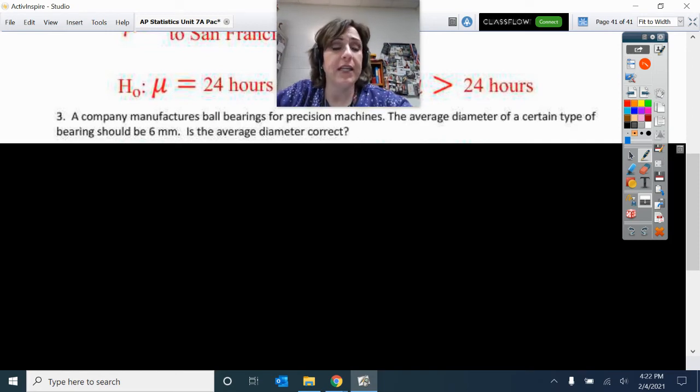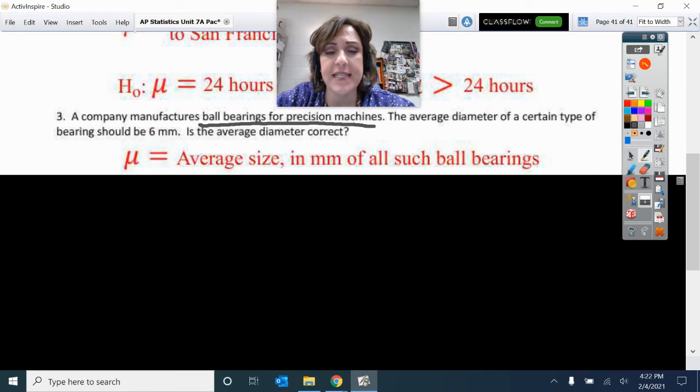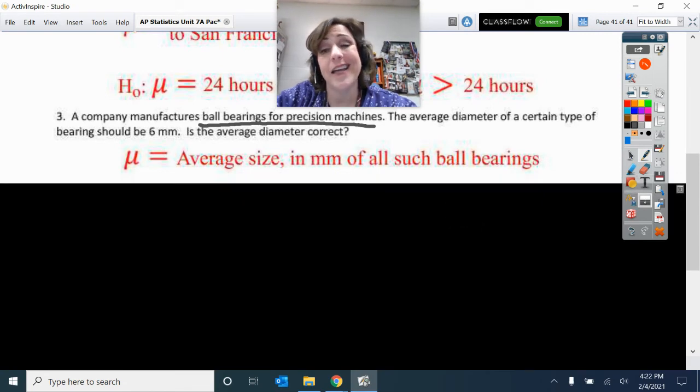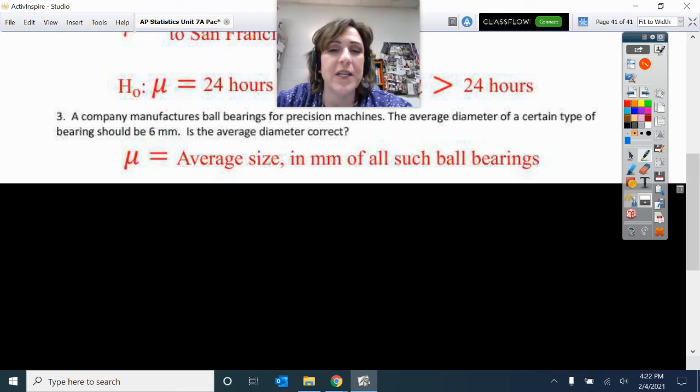Okay, I think it's pretty clear we're talking average here, and it looks to be set. We are going to be making a conclusion about the average diameter of this type of ball bearing from this machine. Let's see. Average size in millimeters of all such ball bearings. I guess that kind of, see, that's the magic of all such ball bearings. That kind of is like from this company with this type of machine, whatever the specifics are for this. Okay. Average size in millimeters of all such ball bearings.